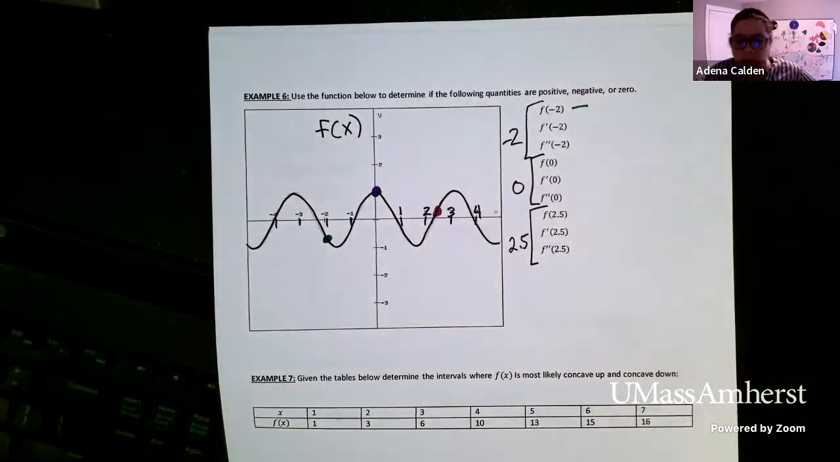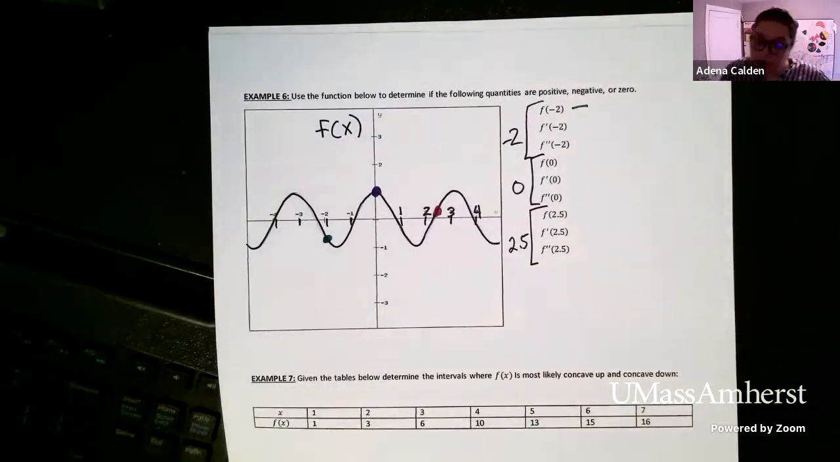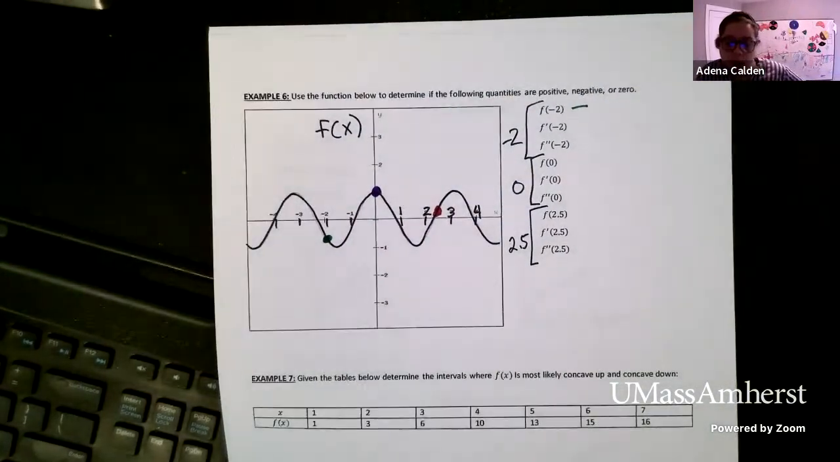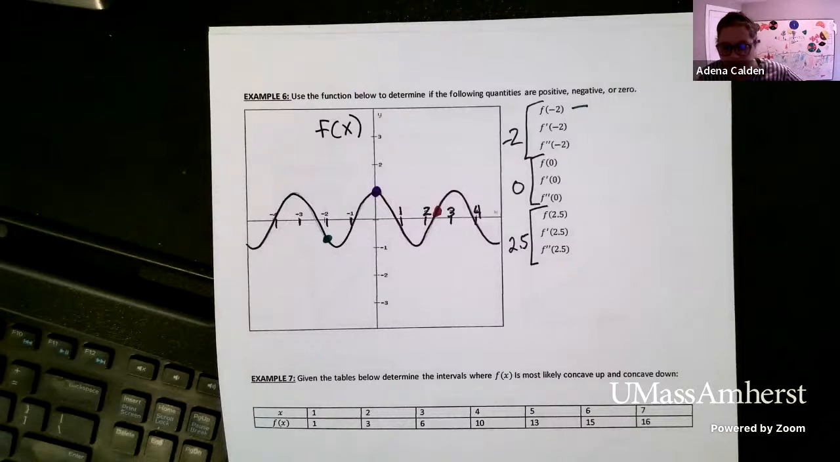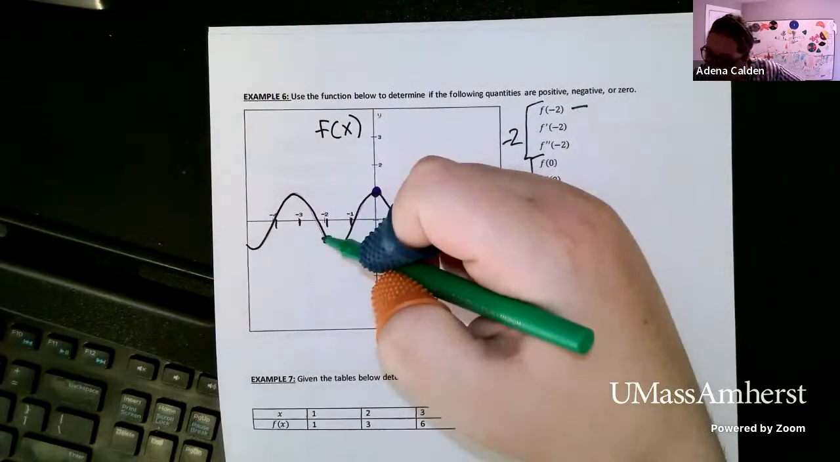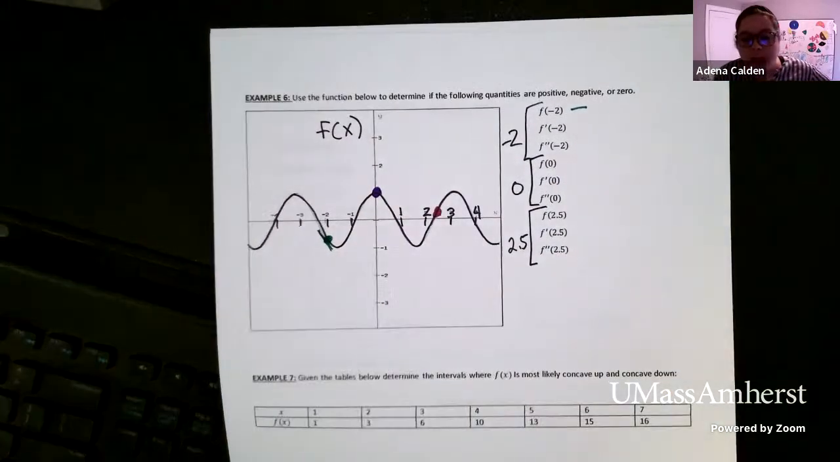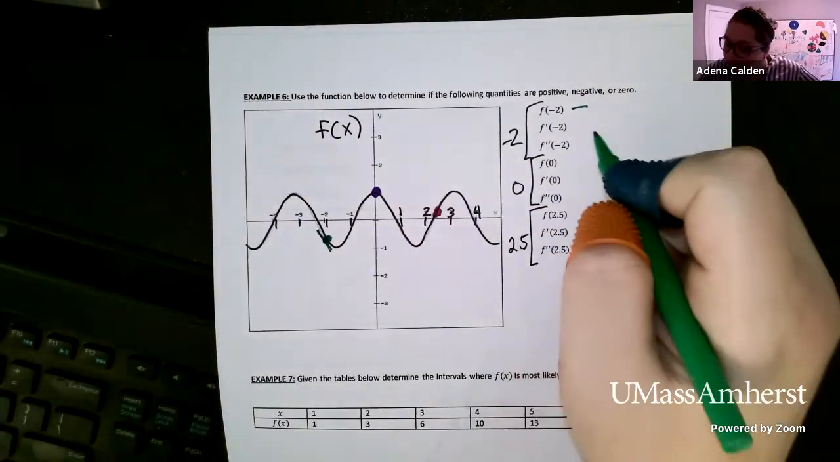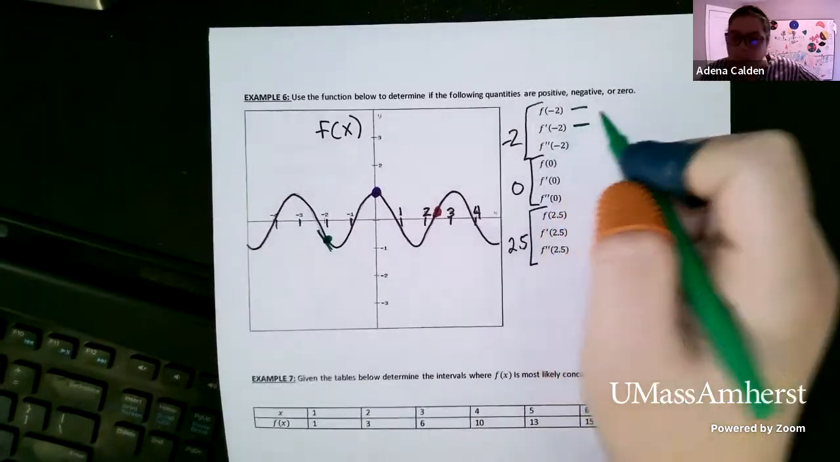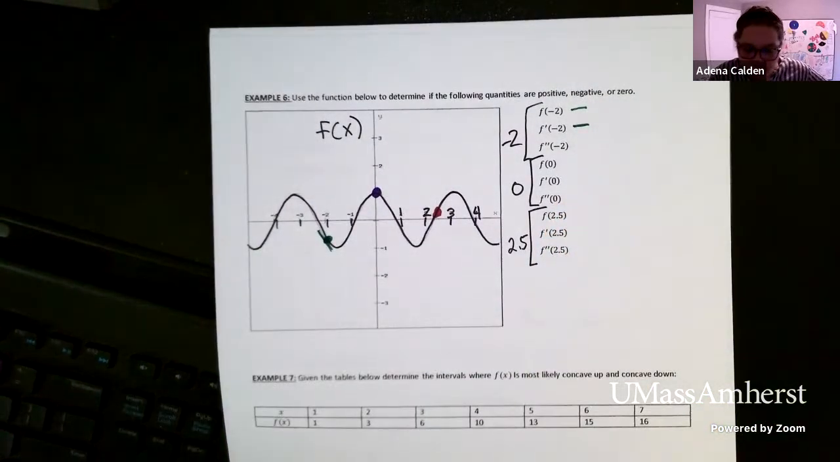Now we want to consider the derivative. So the derivative, we can either sketch in a tangent line or look at whether the function is increasing, decreasing, or 0. So I notice here that my function is decreasing. And if I were to draw on a tangent line, that would have a negative slope. So f prime of 2 is also negative.